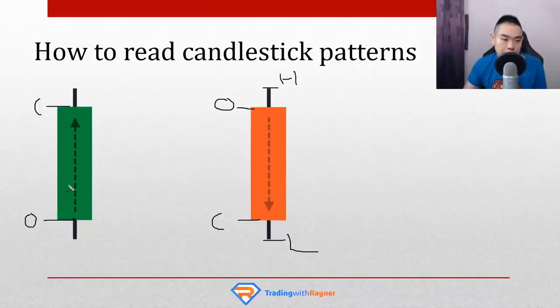Because the bar has closed above the opening price, this is bullish. It's a sign of strength where the buyers are in control. They have pushed the price and closed above their opening price. Whereas this one is a bearish candle, where the sellers are in control, where they actually close right below where the opening price is. So this is what we call a bearish candle. This is how you read a candlestick pattern.